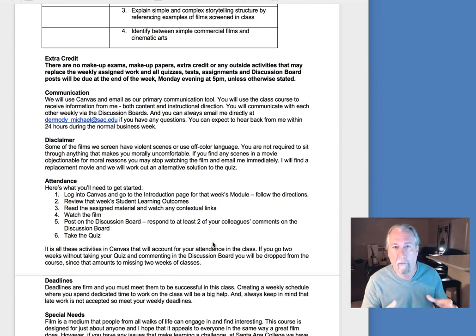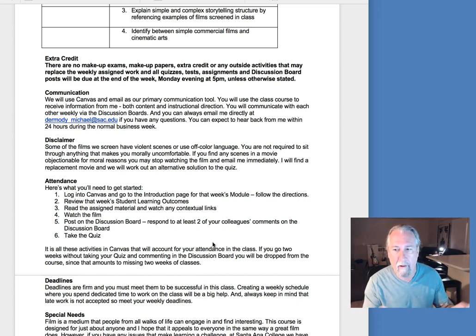Here's probably the most important part of the syllabus. There are no extra credit assignments. Don't ask. I don't give them out. I don't do makeup exams. At 5 p.m. on a Monday, the module closes for that week and the new module opens up. So it's up to you.